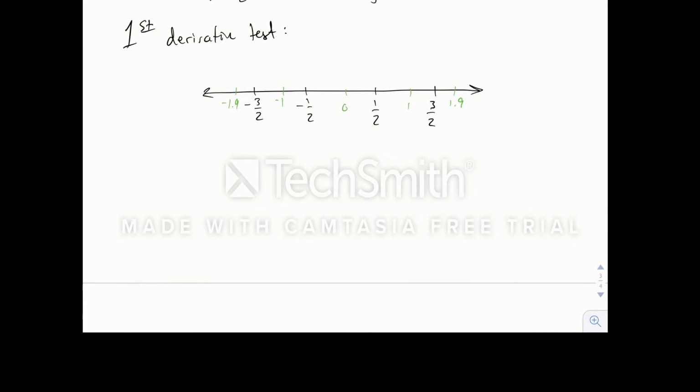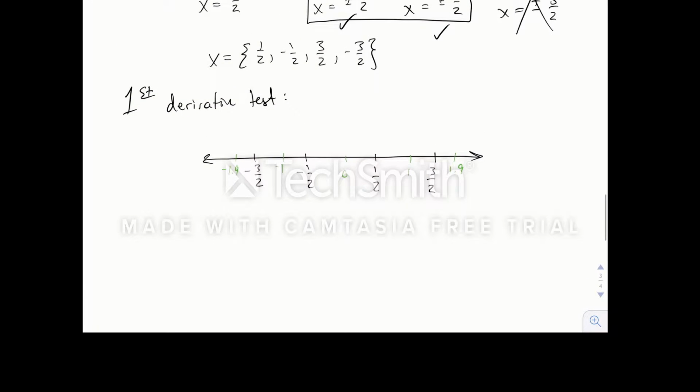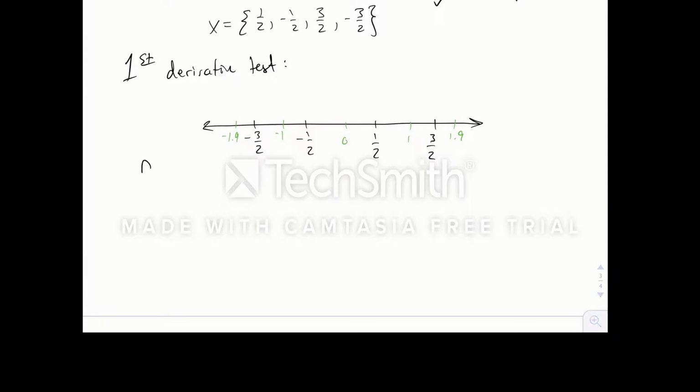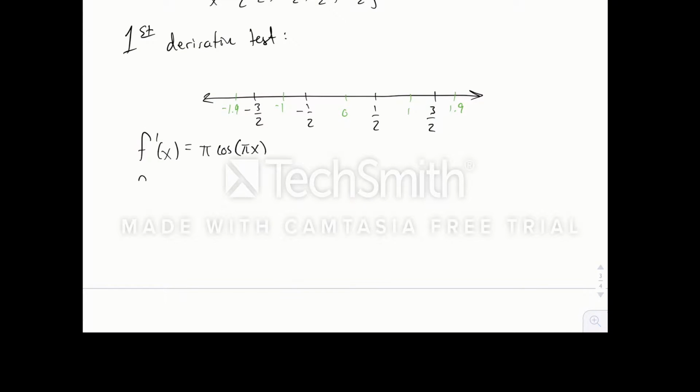And then we want to plug each of those into our derivative. Remember, f prime of x is equal to pi cosine of pi x. So f prime of 0, we'll start with that one, equals pi cosine of 0, which is pi times positive 1. So the derivatives are positive in that interval.